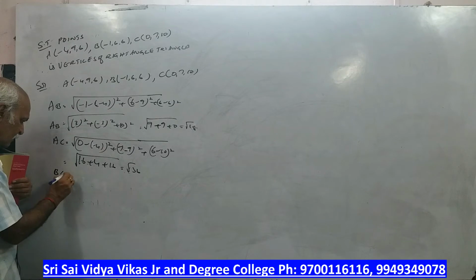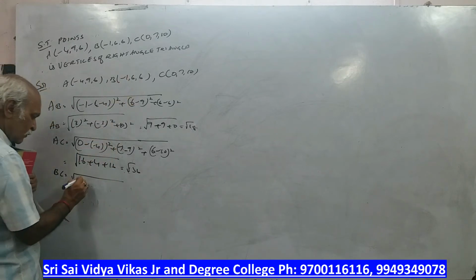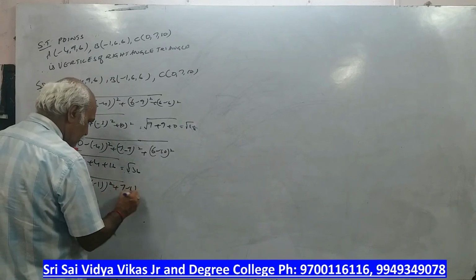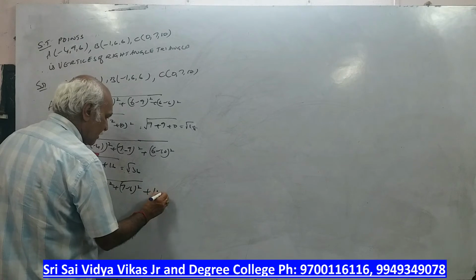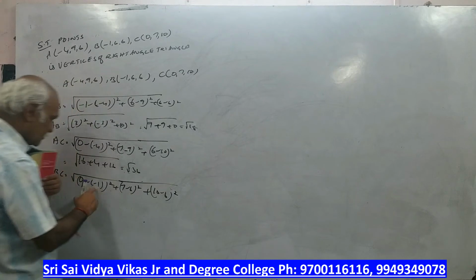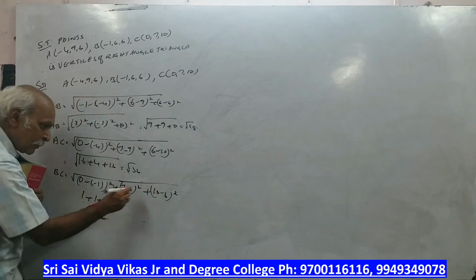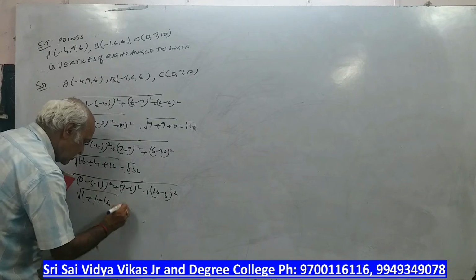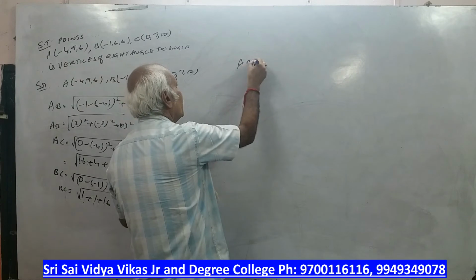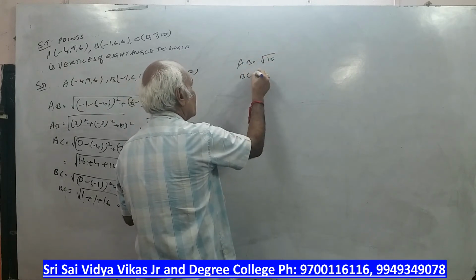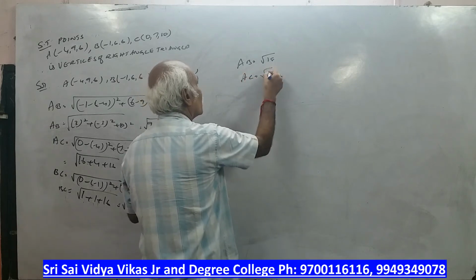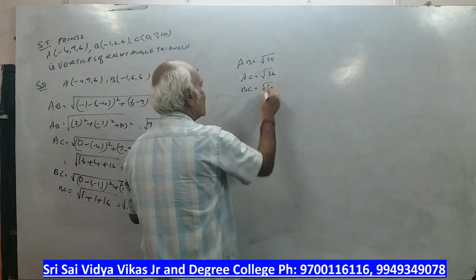Next, BC. What is the BC? Distance between these: (0 minus of minus 1) whole square plus (7 minus 6) whole square plus (10 minus 6) whole square under root. So this will be 1 square is 1 plus 1 plus 16. How much we get? Root 18. So what I have got? AB is equal to root 18, AC is equal to root 36, BC is equal to root 18.